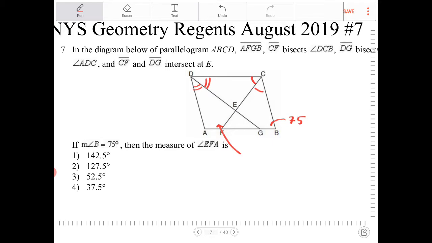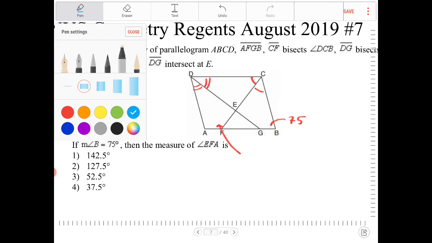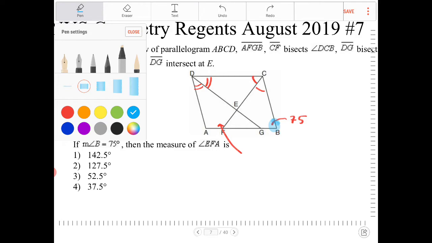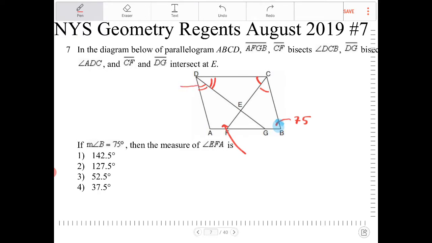Well, since ABCD is a parallelogram, I recognize that opposite angles are supposed to be congruent, right? So if this is 75, then those two angles together must equal 75. And if that angle in blue is bisected, then each one of those halves should be 75 halves. So this is 75 halves, and this is 75 halves.